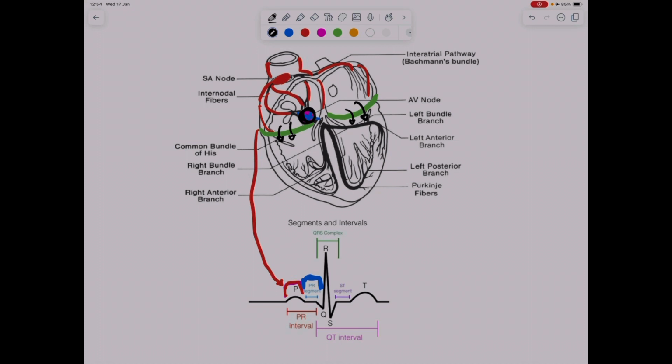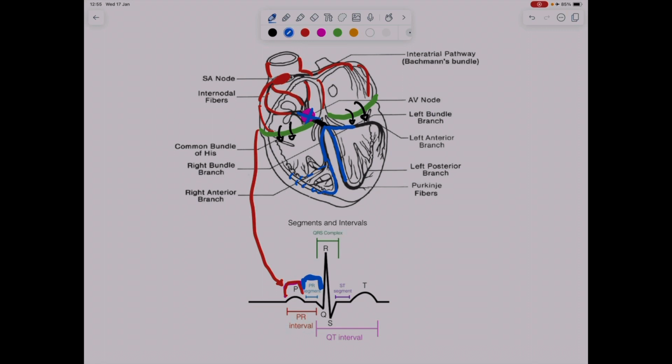Right? Impulses travel from the AV node to the bundle of His, which we see over here, and then split into our right and left bundles, this is the right bundle and our left bundle. The right bundle continues down the right side of our interventricular septum and then gets to the apex of the heart, where it splits into Purkinje fibers. Right? The left bundle splits into our anterior hemibundle and our posterior hemibundle.